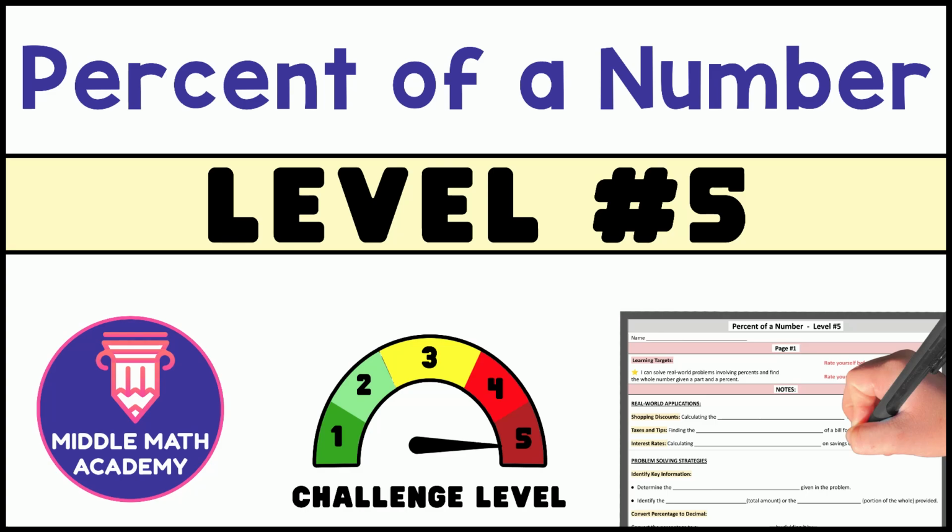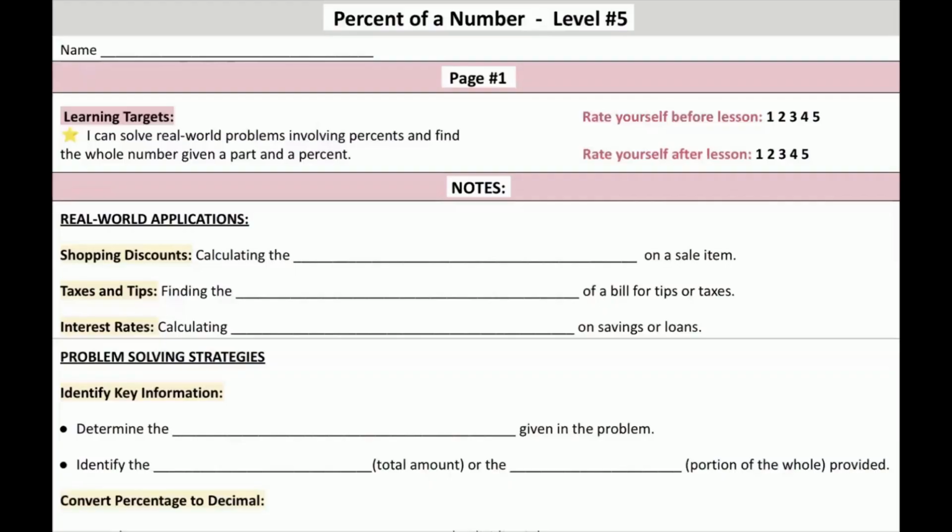Welcome to Middle Math Academy, percent of a number, level number 5. This is part of our differentiated series where we have 5 levels of challenge for every topic. Let's get started. Our learning target today is I can solve real-world problems involving percents, and I can find the whole number given a part in a percent.